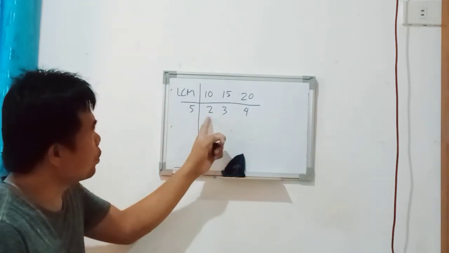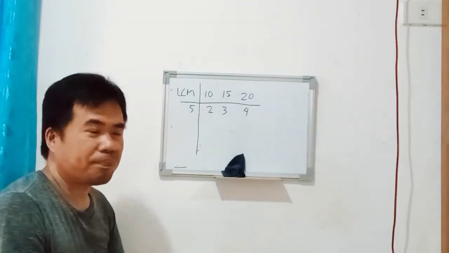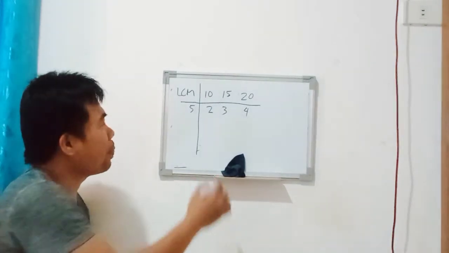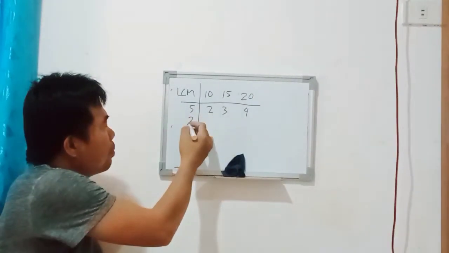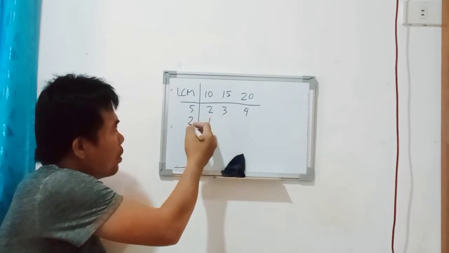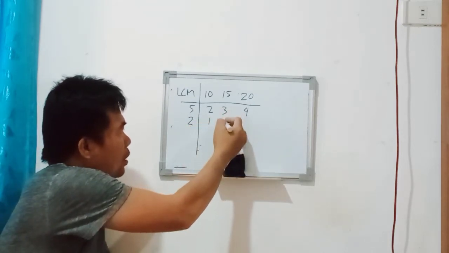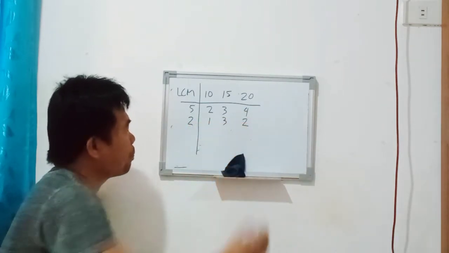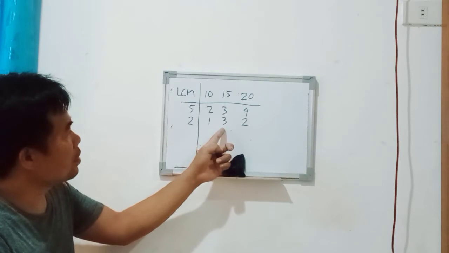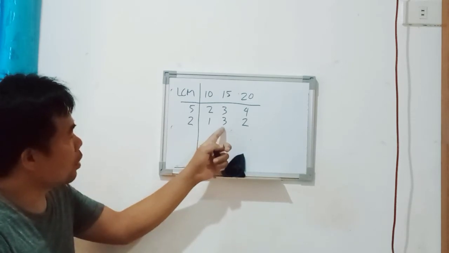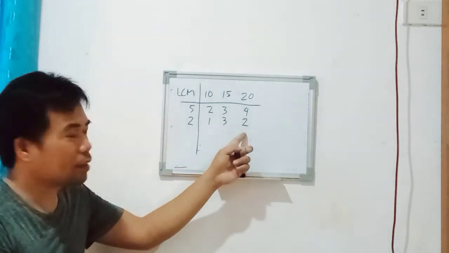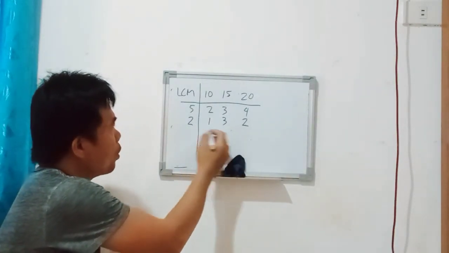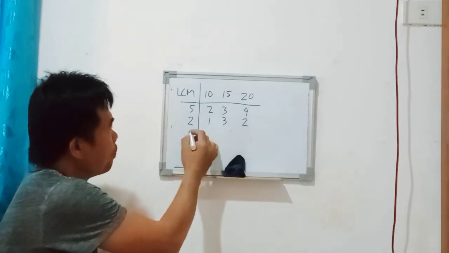These two numbers, 2 and 4, are even numbers. So the lowest prime factor for these numbers is 2. 2 divided by 2 is 1. 3 divided by 2 cannot be, so bring down 3. 4 divided by 2 is 2. So the remaining numbers now are 3 and 2. You can solve the 3 first or you can solve the 2 first. Either of which is okay. No problem. So I choose 2.